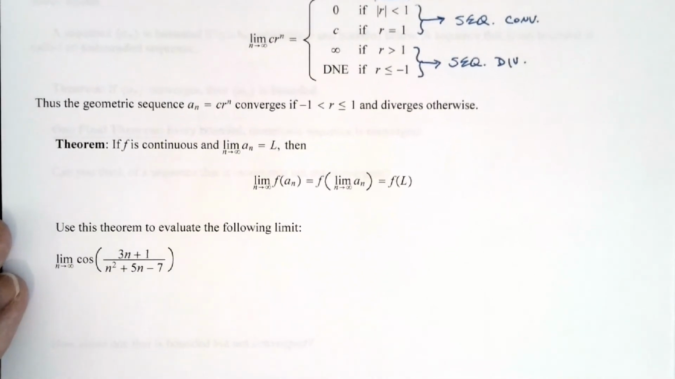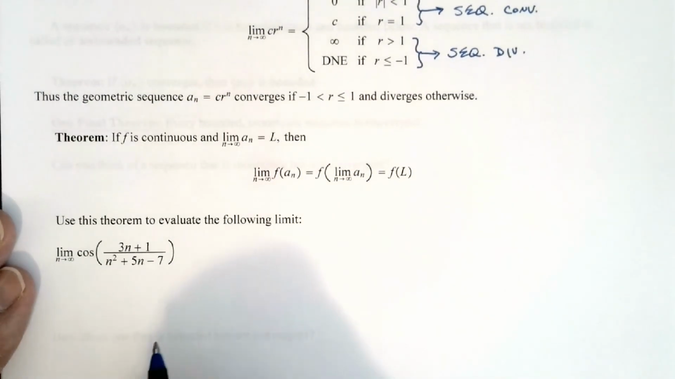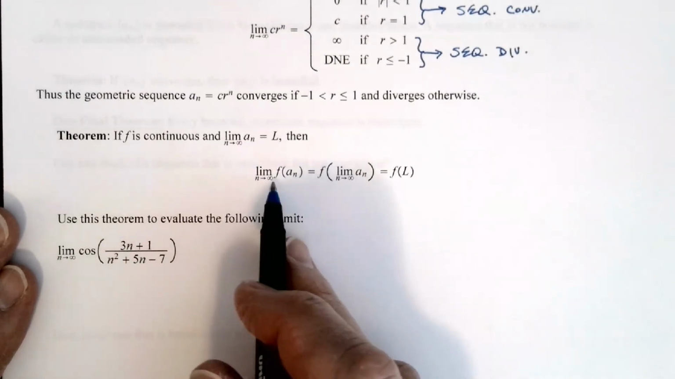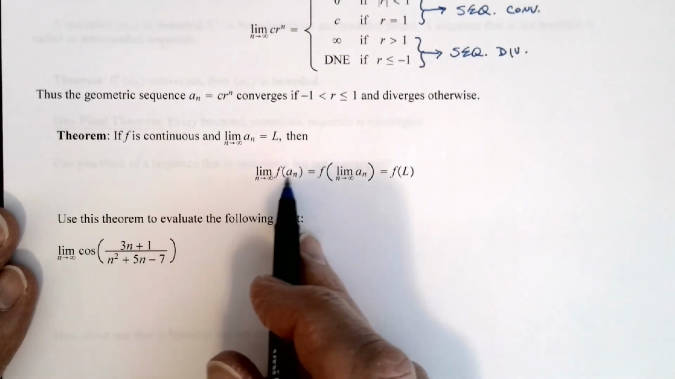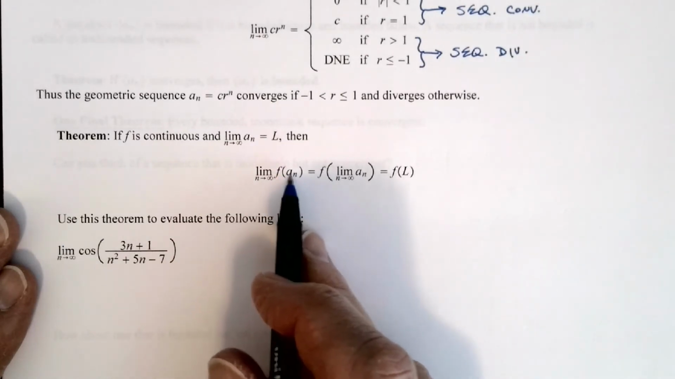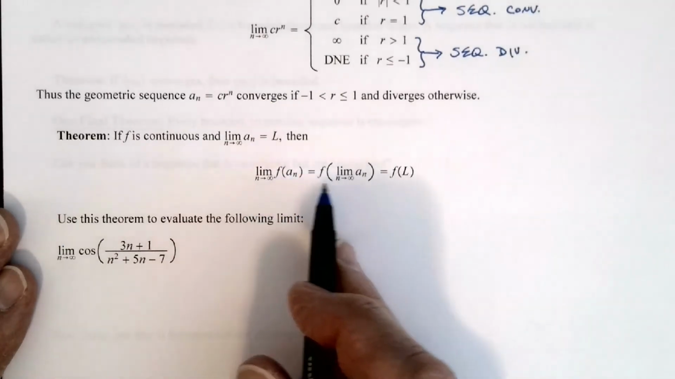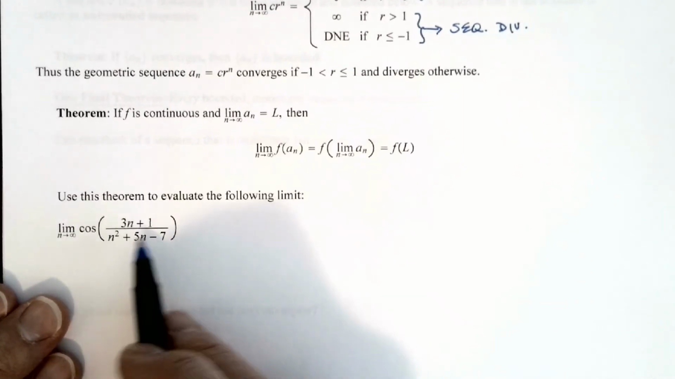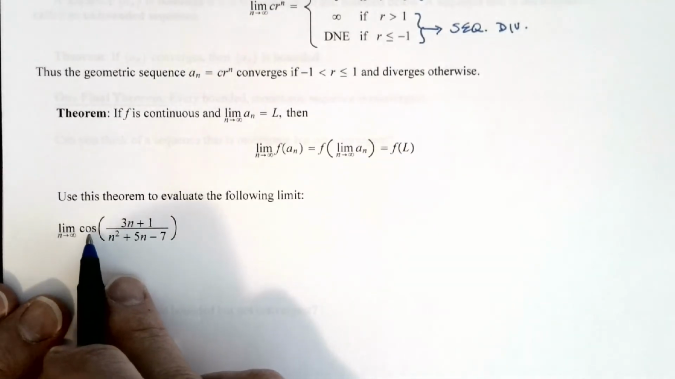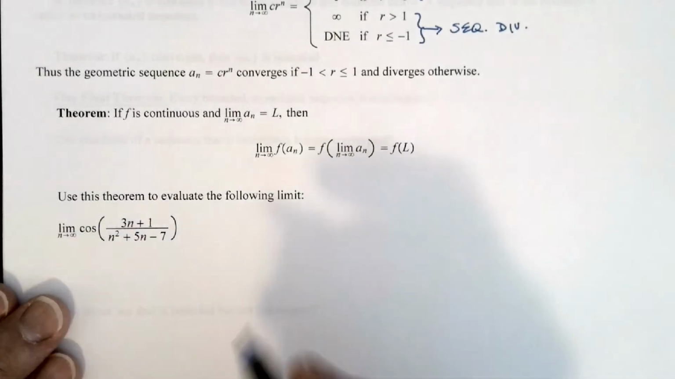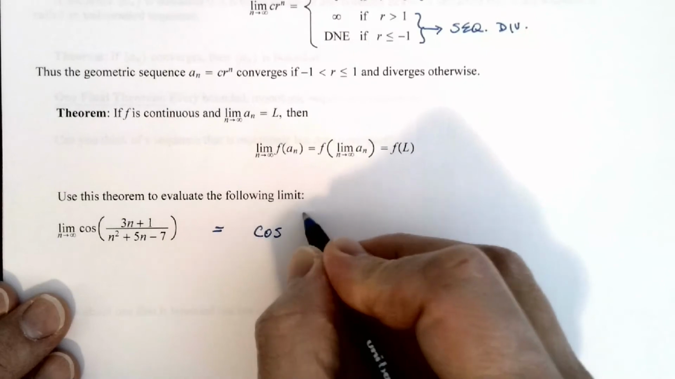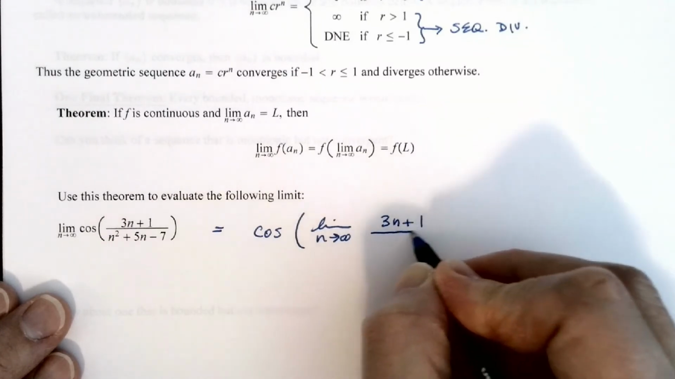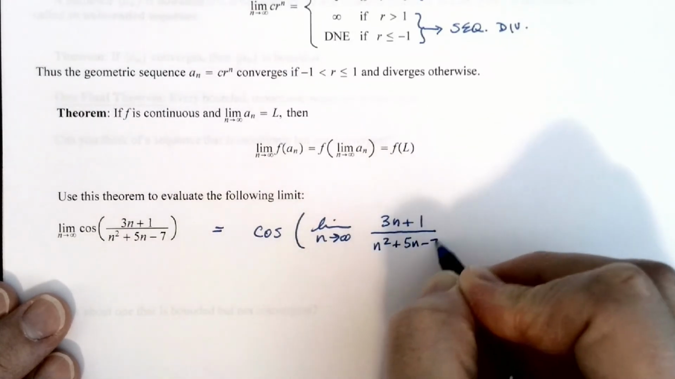Okay, I just want to finish this out real quick, a couple things. When we are looking at limits of sequences and we have compositions from some function where our sequence is inside that function, we can push the limit inside the function provided that function is continuous. And that will help us to evaluate the limit. So let me illustrate that with this case. Cosine function's domain is all real numbers, and it's continuous in its domain. So I can push this limit through in this case, and this becomes the cosine of the limit as n goes to infinity of 3n plus 1 divided by n squared plus 5n minus 7.